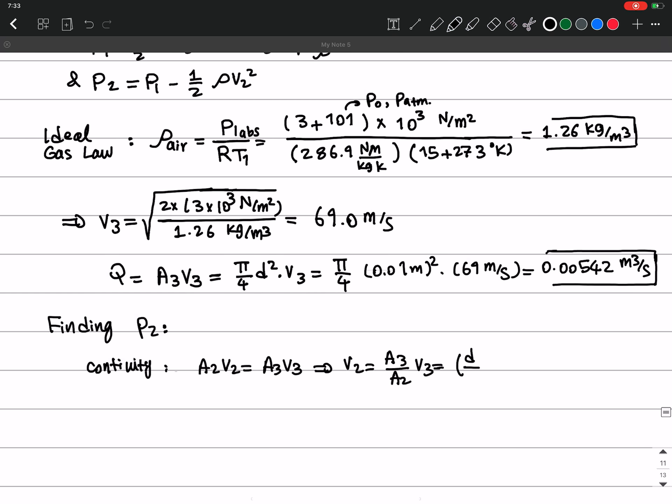So d, small d or big D square, times V3, and this gives me 0.01 meter over 0.03 meter square, times 69 meter per second, which gives me 7.67 meter per second. Okay, so first I got V2.